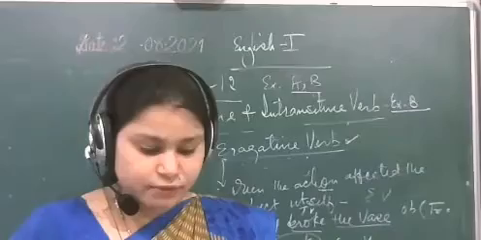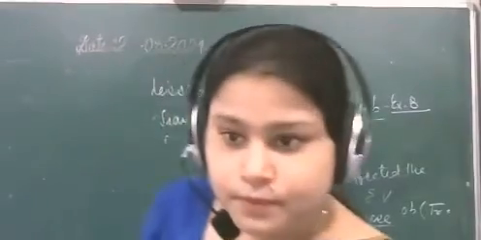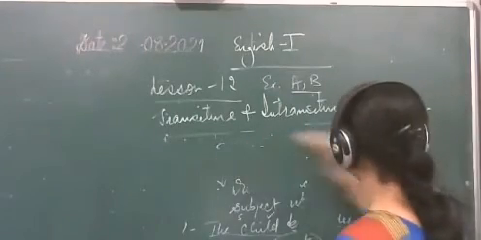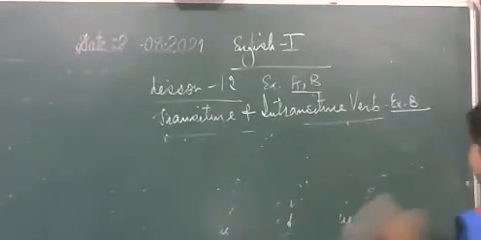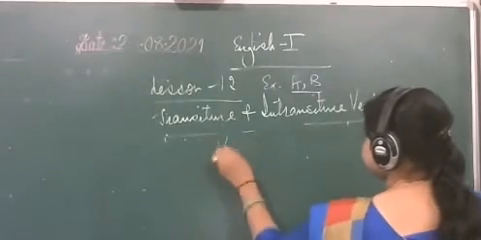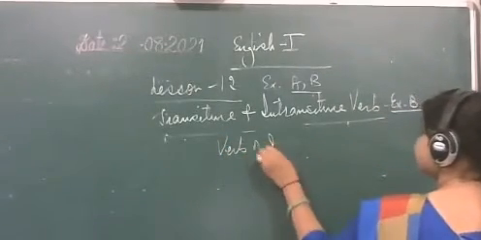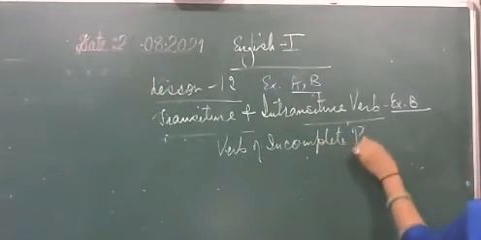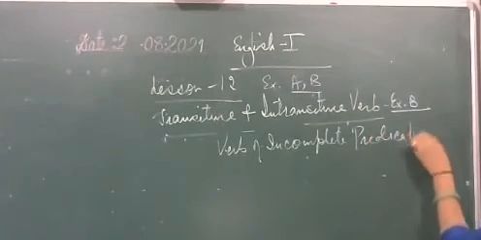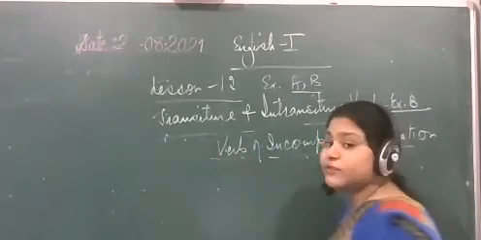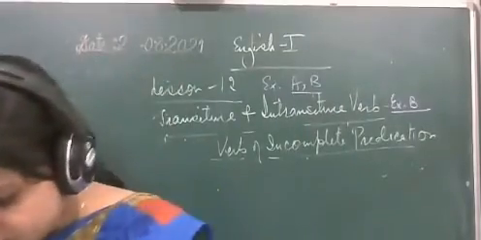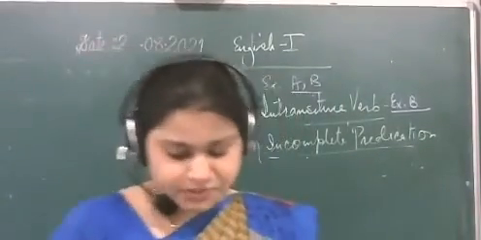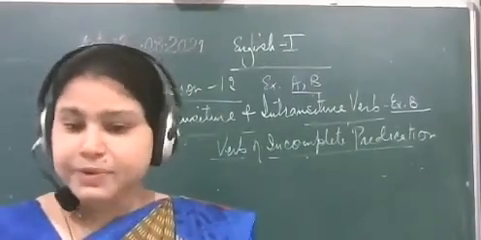The next heading is verb of incomplete predication. Okay. Now what is verb of incomplete predication? Students, you can just take out your book, page number 63. Verb of incomplete predication. Here the first heading is subjective complement.